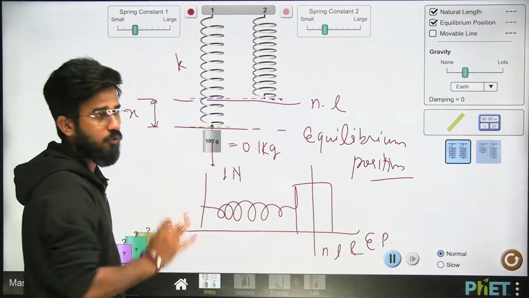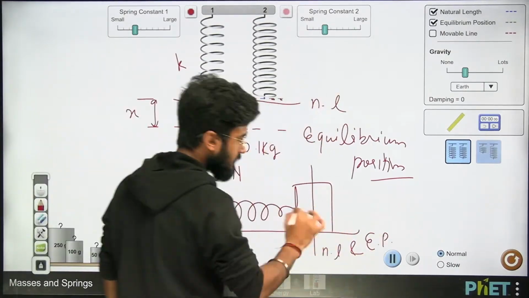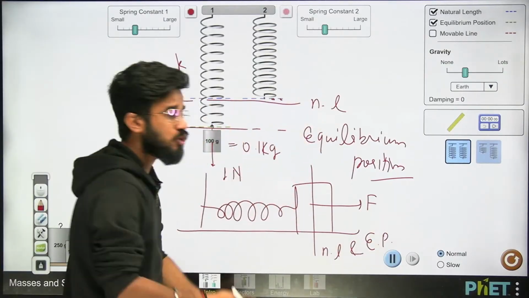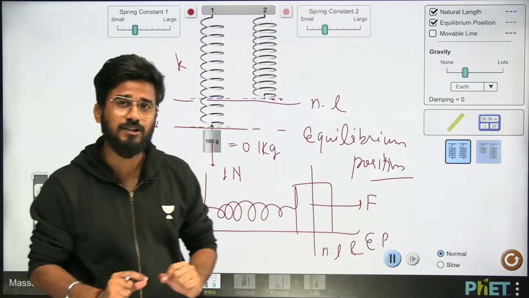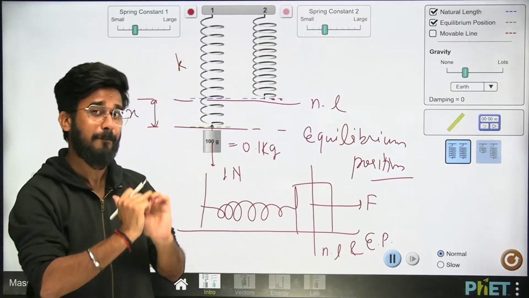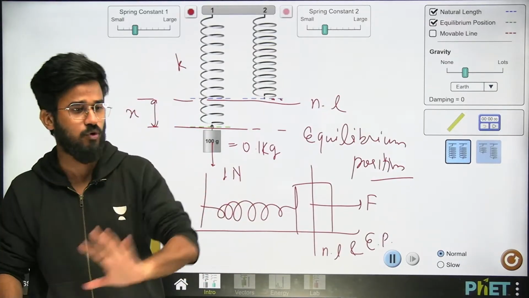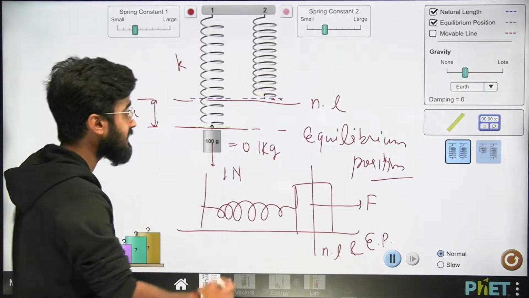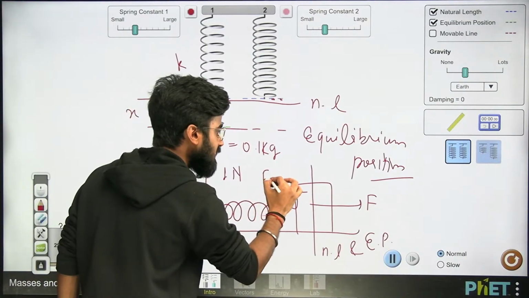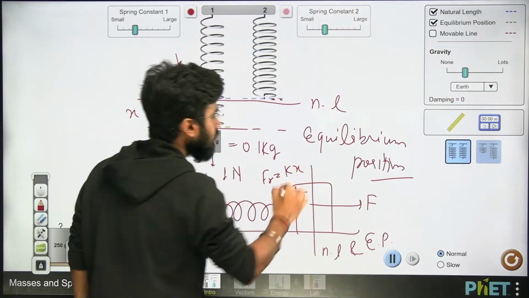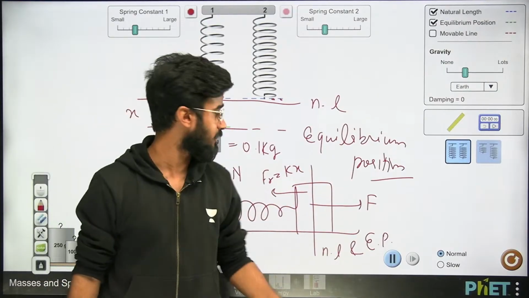Okay, so this is the force. Now suppose that this is a spring, and we are applying the force in this particular direction. So what is the spring trying to do? The spring is trying to be in its natural length. That's why it applies a restoring force in the opposite direction, and this is denoted by Kx. The restoring force is denoted by Kx.